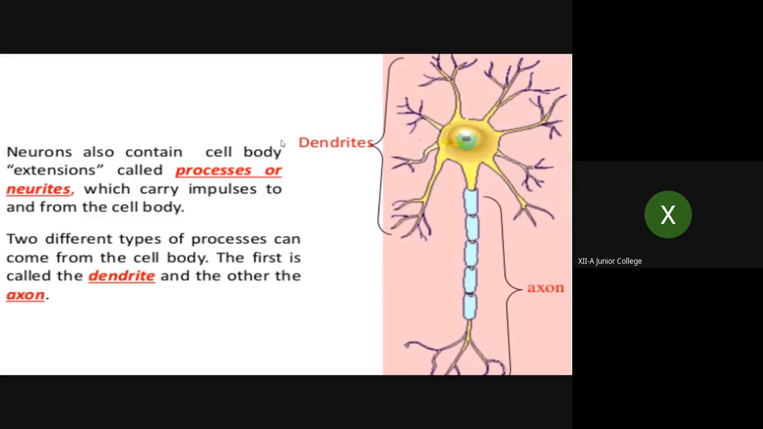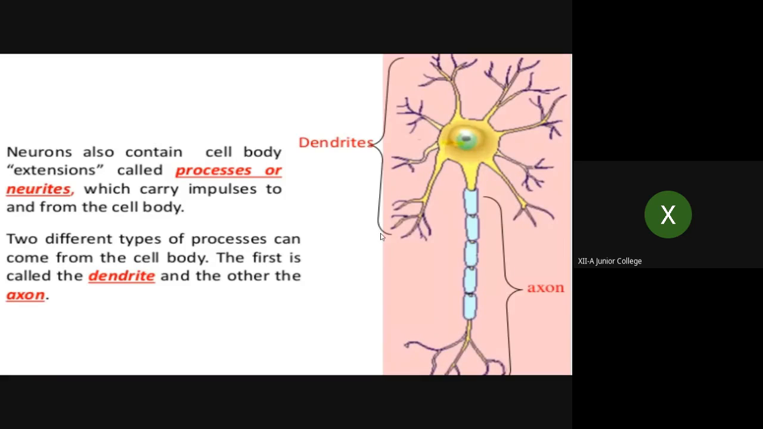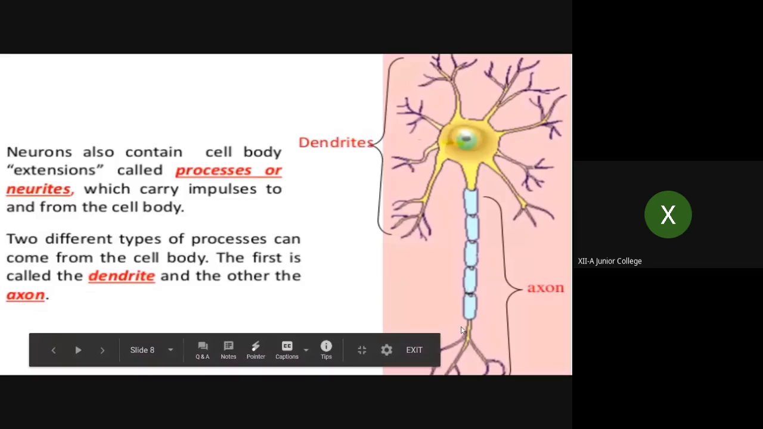And if you see, these neurons contain cell body extensions. They are called processes or neurites also, which carry impulses to and from the cell body. Those towards the cell body are called dendrites, and those away from the cell body are called axon. This is called axon. That we'll see in the next diagram. So, two different types of processes can come from the cell body. The first is called dendrite, all these shorter extensions, and the larger extension is called axon.